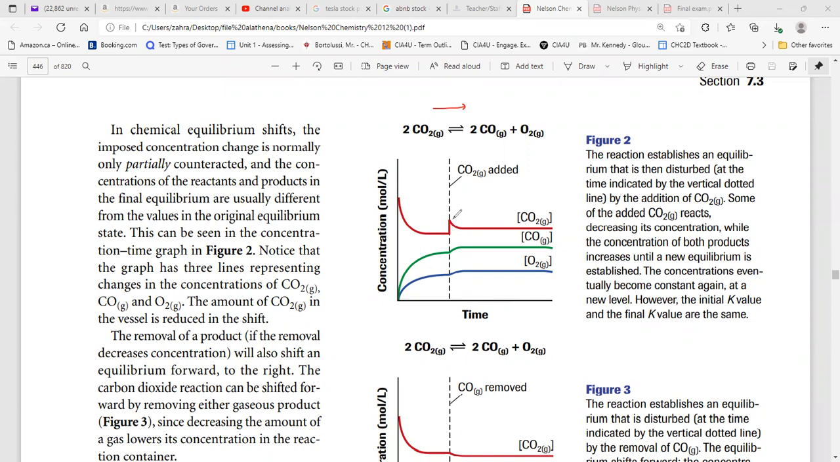If the forward reaction happens, what's going to happen? The concentration of CO2 needs to go down. But since this is forward, the concentration of CO and O2 needs to go up. See, let's go up, a little bit up. And as you see, after some time, again, the equilibrium will be established. But it's very important that you realize what is happening when we disturb the equilibrium. When you add CO2, the student needs to be able to draw such a graph.